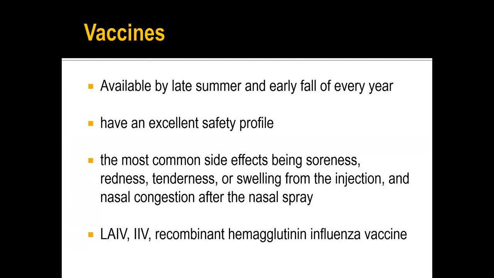So regarding the prevention, the vaccines will usually be available by late summer and before the early fall of every year. They have got an excellent safety profile. Most often the side effects will be only a soreness, redness or tenderness at the site of injection, and sometimes nasal congestion in case of nasal spray. The vaccines which are available are live attenuated influenza virus vaccine, inactivated influenza virus vaccine, and recombinant influenza vaccine, which is the latest one.